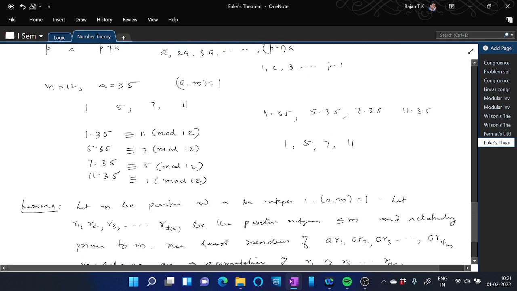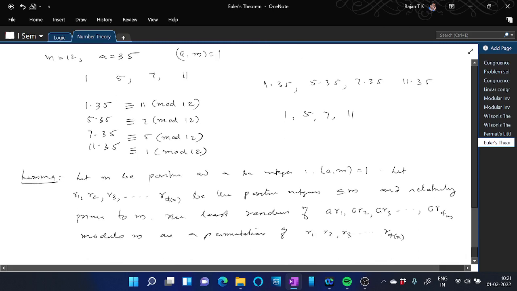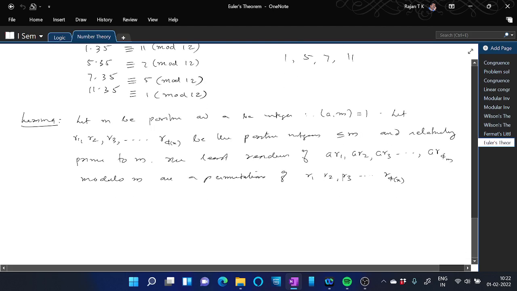Just like we got here. We have taken m equal to 12, a equal to 35, (a, m) equal to 1, relatively prime. Then the positive integers less than or equal to 12 and relatively prime to 12 are 1, 5, 7, 11. Then the residues of 1 times 35, that is a r1, 5 times 35, a r2, etc., 11 times 35, a r phi(m), are 1, 5, 7, 11, that is r1, r2, r3, etc., r phi(m) in some order. It's only a permutation of r1, r2, r3, etc., r phi(m). So we prove this result first.